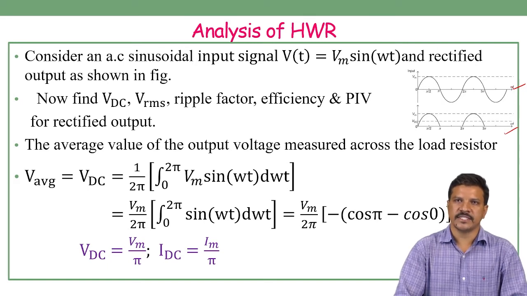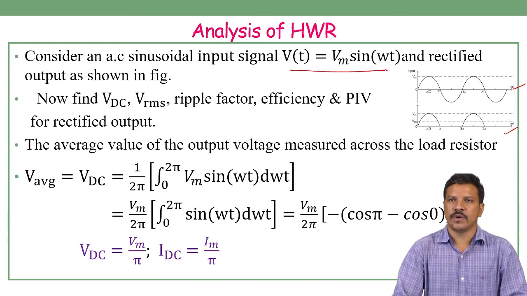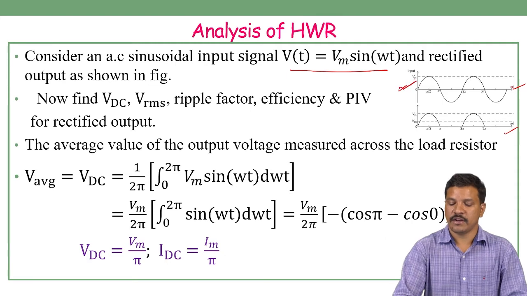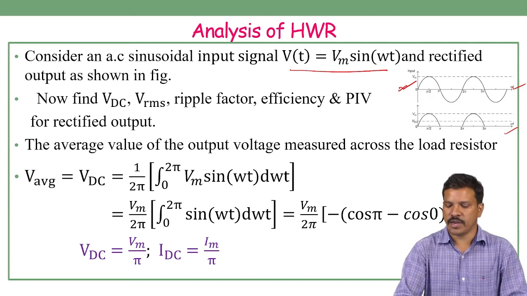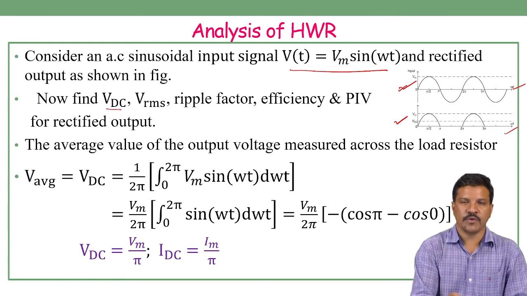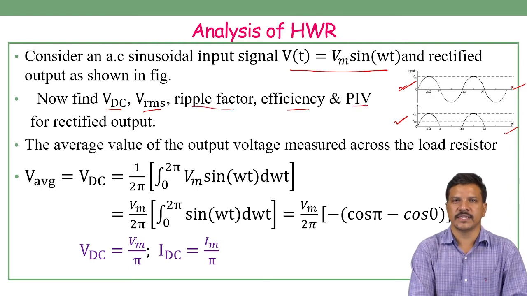Consider an AC sinusoidal input signal V(t) = Vm sin omega t, and the rectified output as shown in the figure. Now find the DC voltage, the RMS voltage, ripple factor, efficiency, and peak inverse voltage for the rectified output.